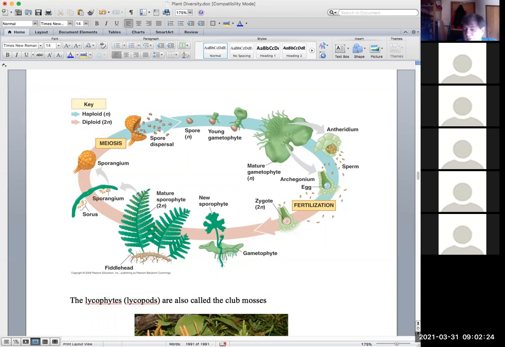Then we have vascular plants that make seeds, and there are three groups of those. There are some plants called gymnosperms or conifers. We usually call them evergreens, but that's probably not the best way to think of them. And then there are two groups of flowering plants, one called monocots and one called dicots. So today we're going to talk about vascular plants.